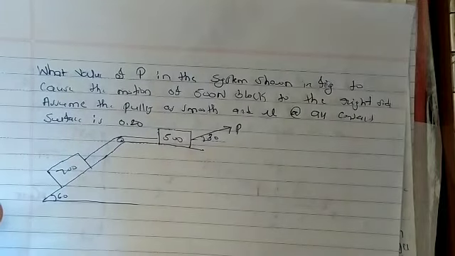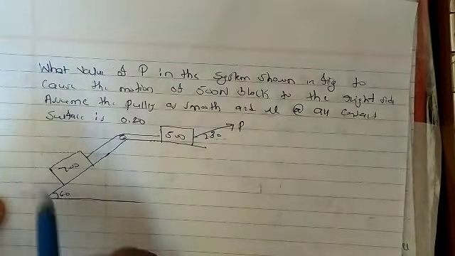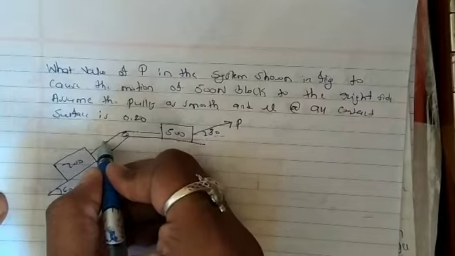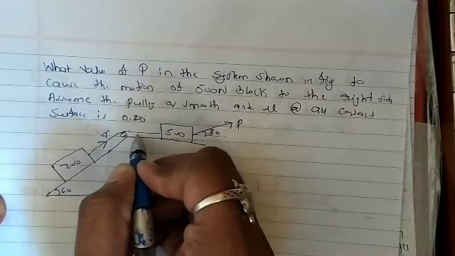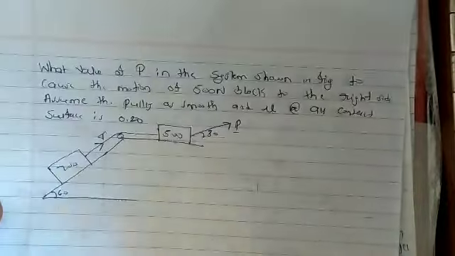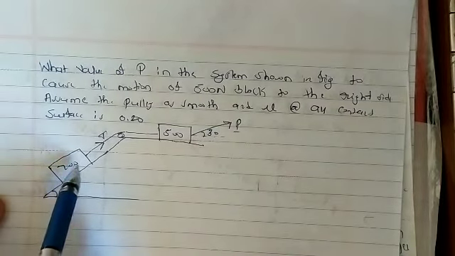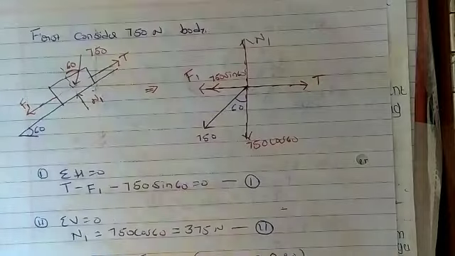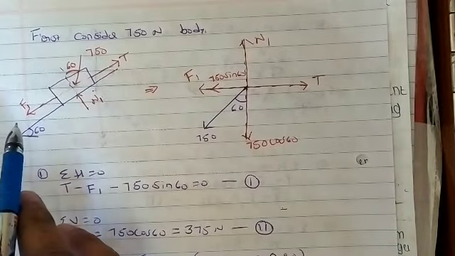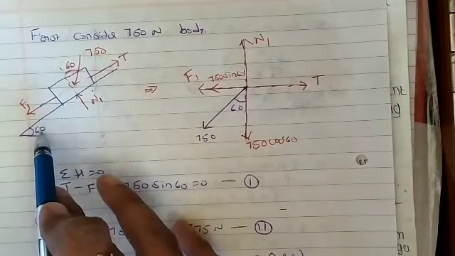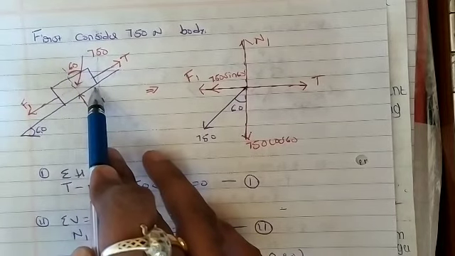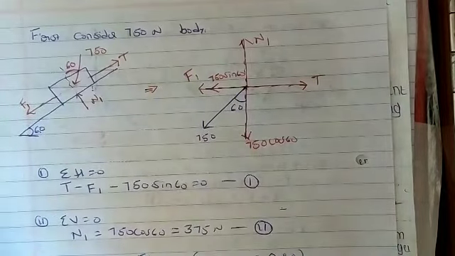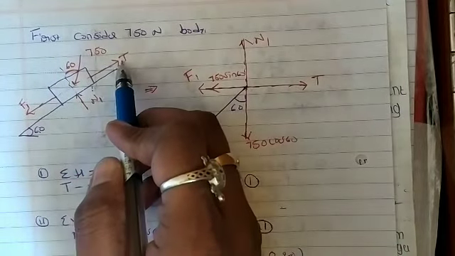First we'll consider the FBD of the 700 Newton block. We'll find the tension force acting in this rope, and using this tension we'll find the value of P. So I have drawn it here. This is the inclined surface, acting at 60 degrees with the horizontal. This is the 750 Newton block, and this is a tension force.